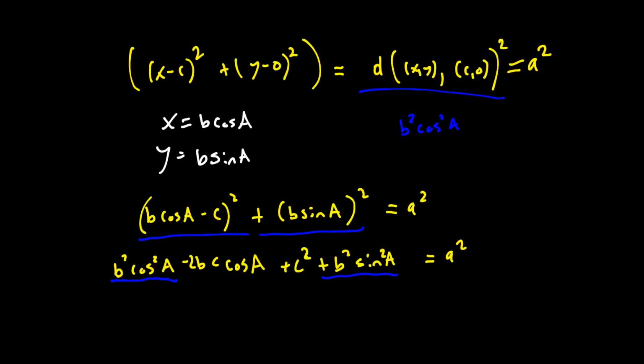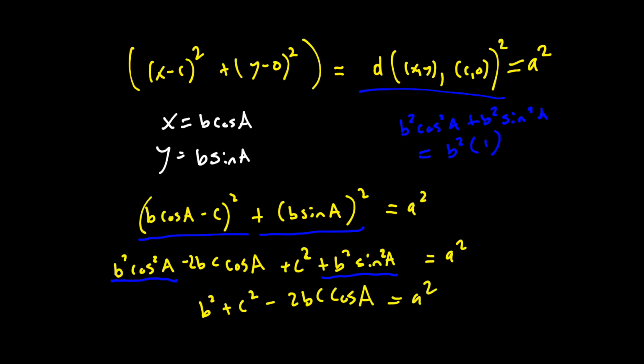These two terms, when we add them together, have the following property: this is just going to be equal to b squared times 1. Then, using this identity, we'll get b squared plus c squared minus 2bc cosine of A is equal to a squared. And this proves the law of cosines.